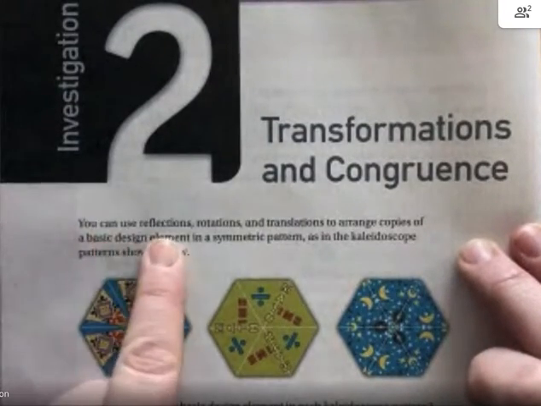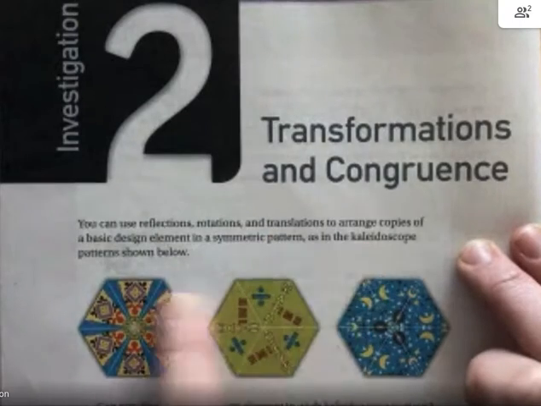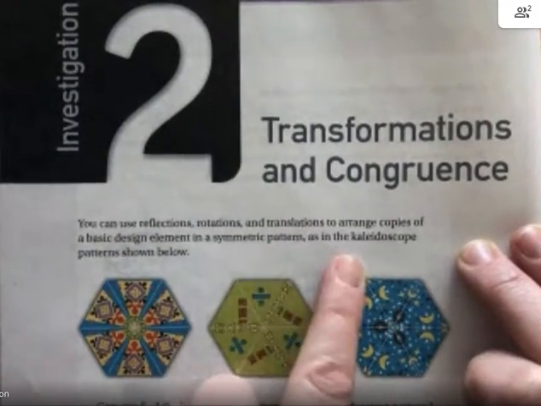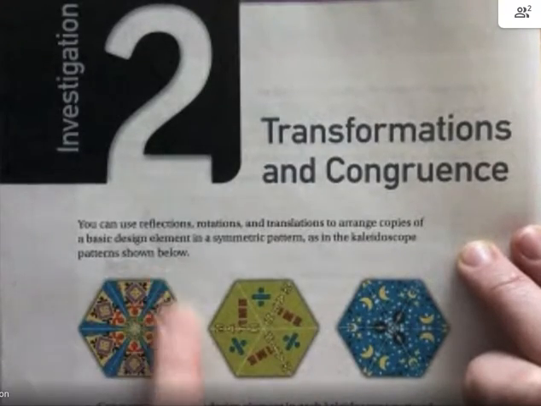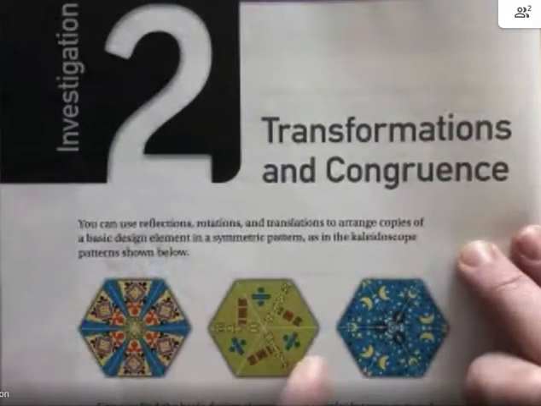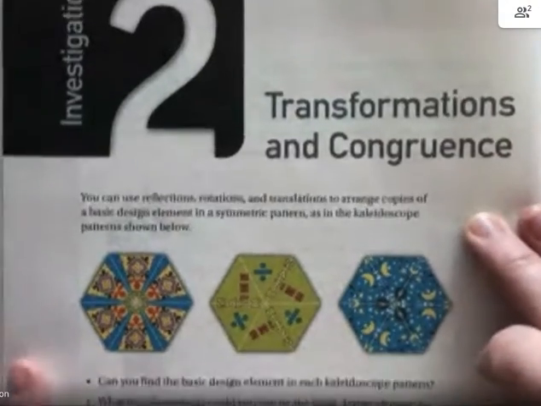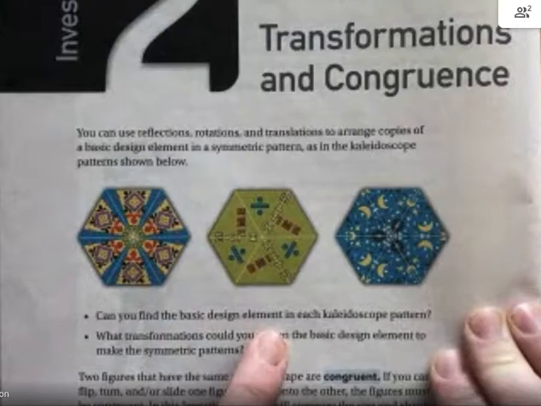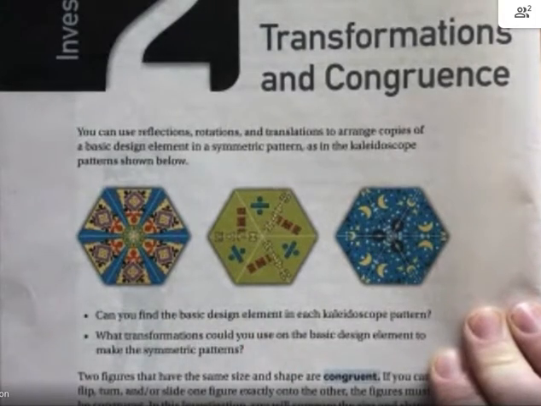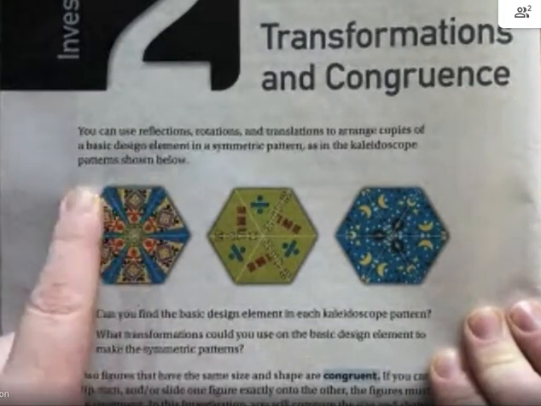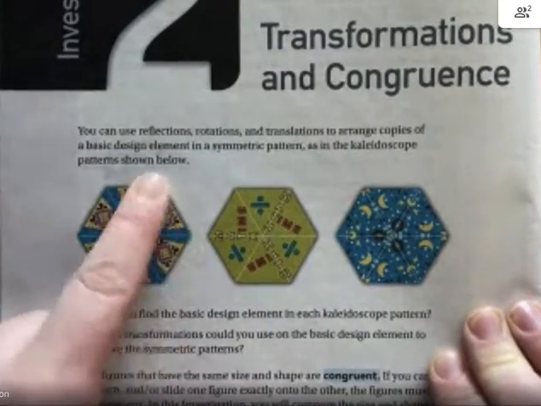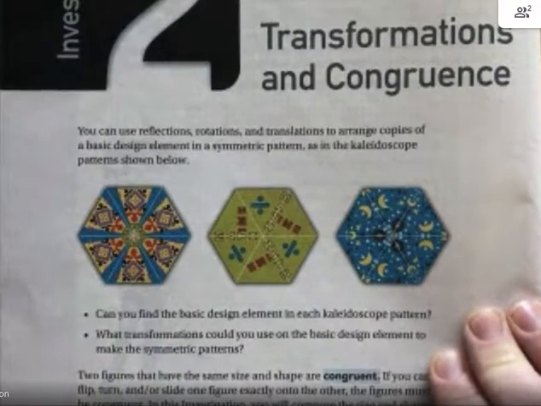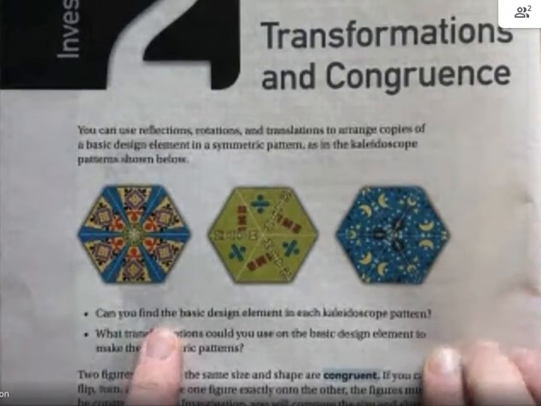You can use reflections, rotations, and translations to arrange copies of a basic design element, so a pre-image, into a symmetric pattern, as the kaleidoscope patterns show below. So we have these different kaleidoscope patterns. And I want you to ask yourself, can you find the basic design element in each of these patterns? Can you see the thing that is repeated over and over? Is it just one of these triangles, or do you need two of them? Do you need an entire half of it to make this thing look like it's reflected or rotated or whatever?